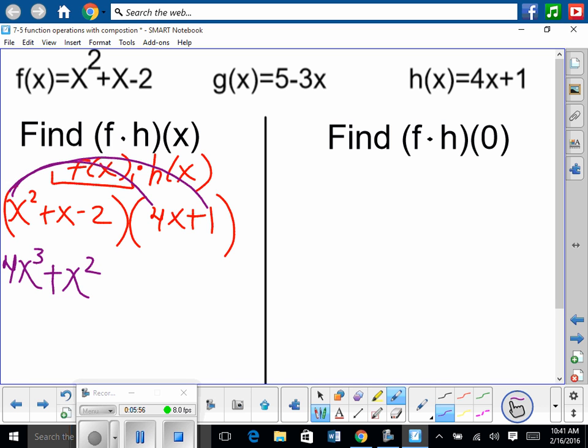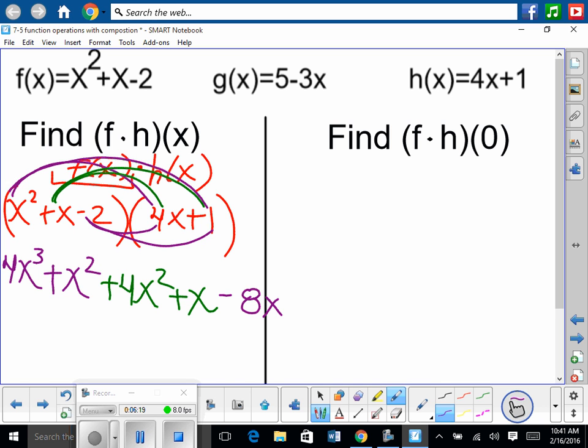Well, I distributed x squared through to both terms. Now I'm going to distribute positive x through. Positive x times 4x. 4x squared. Positive x times 1. Okay. Plus 1x or plus x, same thing. I'm going to change colors again. So negative 2 times 4x. And then negative 2 times positive 1.